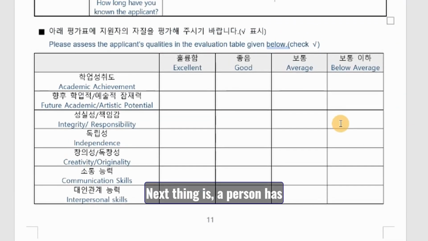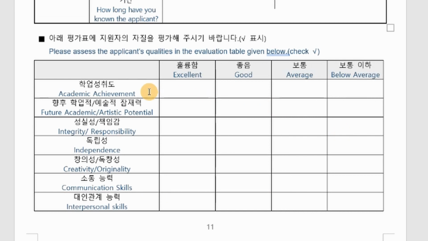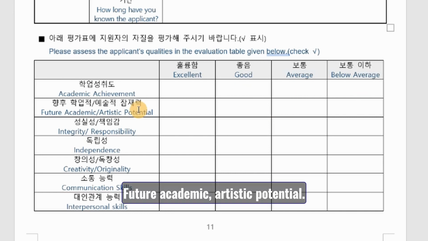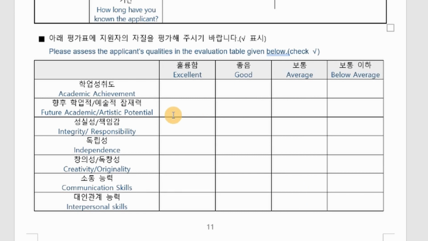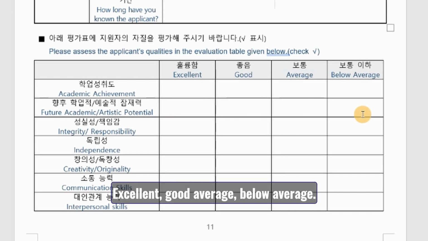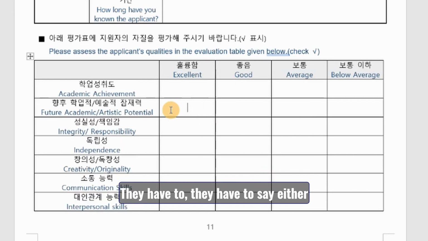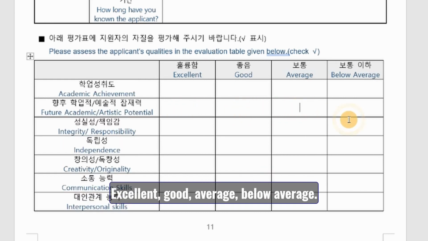Next thing is the person has to fill out this information. Your academic achievement, what does he think? Are you excellent, good, average, or below average? Future academic artistic potential, they have to write it good. They have to write it excellent, good, average, below average. They have to fill out all of this information. They have to say either excellent, good, average, below average.